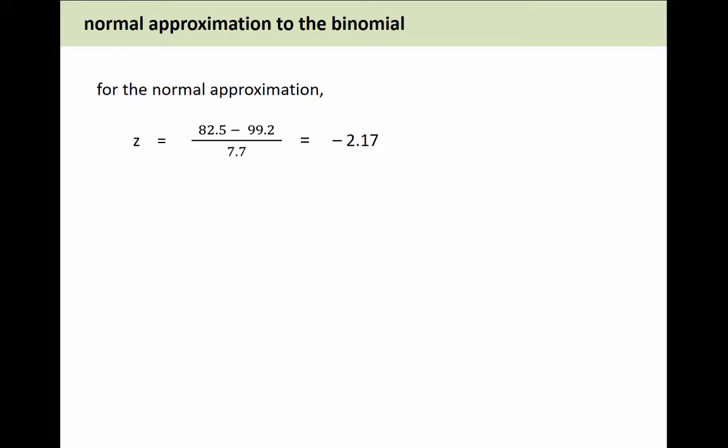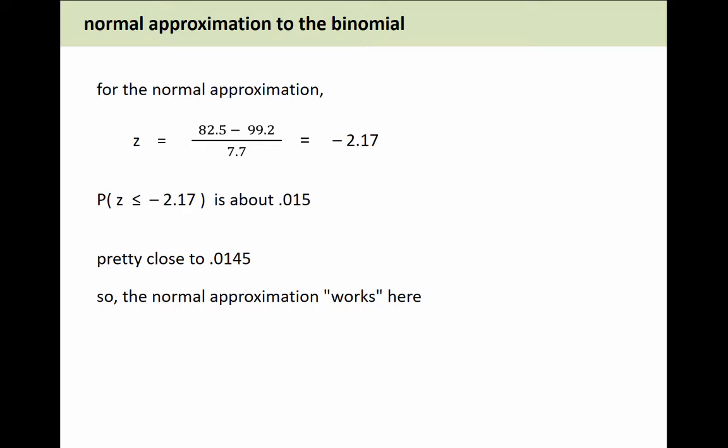So for the normal approximation, our z-score looks at 82.5 compared to the mean of 99.2 for the count, if it's really 40%, divided by a standard deviation of 7.7. We're going to get a z-score of about minus 2.17. The area under the normal curve lower than minus 2.17 is about 0.015, which is pretty close to the exact answer, the 0.0145. So the normal approximation to the binomial does work here.